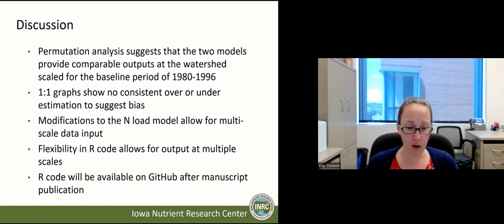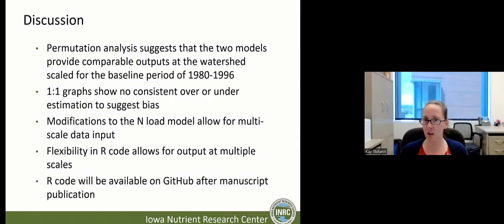So if all of our points had been below that one-to-one line, that would have suggested a large-scale overestimation of the end-load model. We didn't see any of that. We had consistent points above and below that one-to-one line. So there wasn't anything to suggest an overall bias that was pushing the end-load model either too high or too low. We also found that the modifications that we made to the end-load model did allow for multi-scale data input.